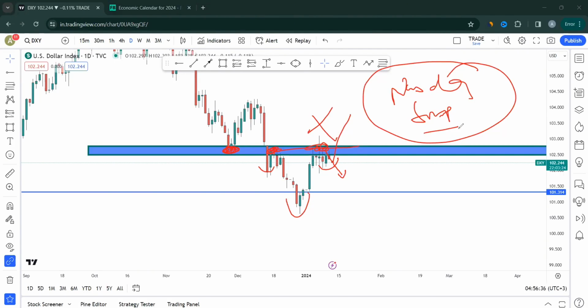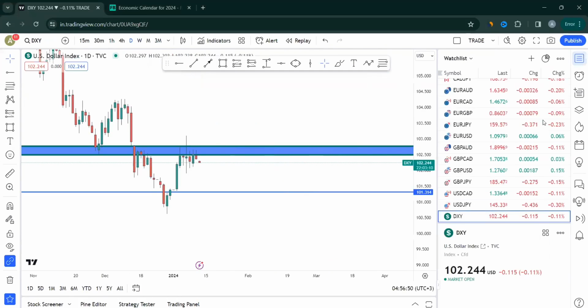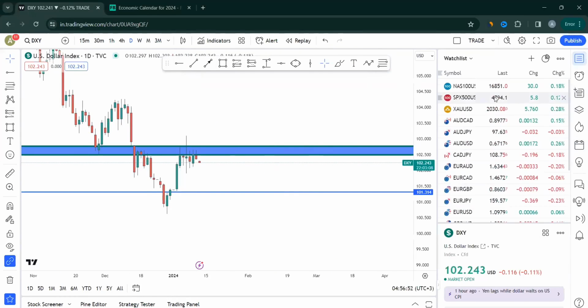Their value also goes hand in hand with the DXY. So if the DXY is weak, we will see these things going up, the S&P 500 and the rest. Let's just open one chart for the purpose of understanding the explanation better. Let's go to NASDAQ.